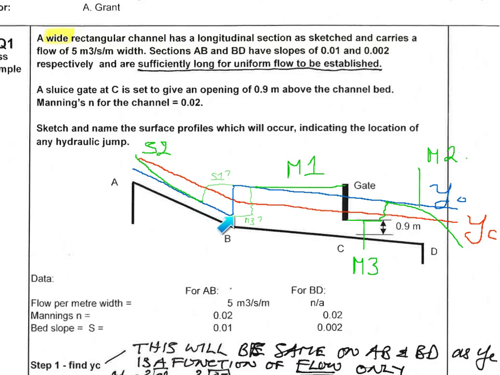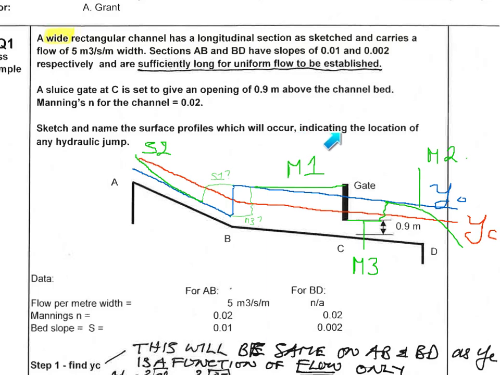Alternatively, the flow might carry on here onto BD, and then it would find itself in zone 3 of a mild slope, so we'd have a bit of an M3, and then at some point we'd jump across up to this normal depth here. How do we decide which of these 2 is going to happen? That's what this part of the question is, indicating the location of any jump. If it says indicate a location, it just means we have to say where it's going to happen.